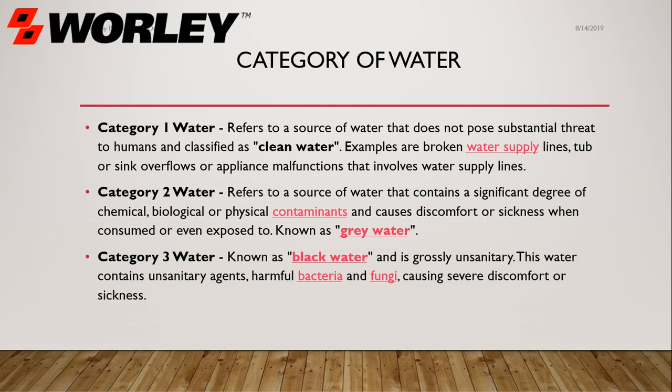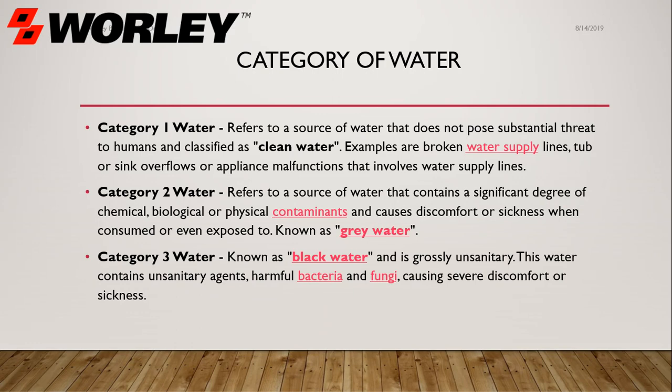Let's talk about what categories of water there are. There's actually three. Category 1 is a clean water break. This comes from your water supply line breaks, your clean water lines to the home. It's actually drinkable. You wouldn't want to, of course, but there's really not many contaminants in it.